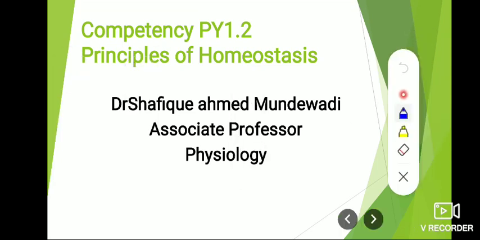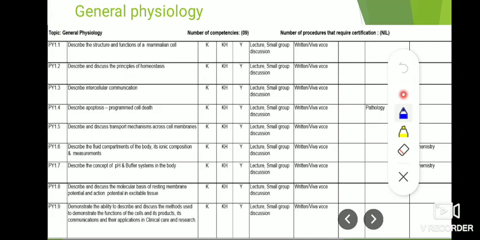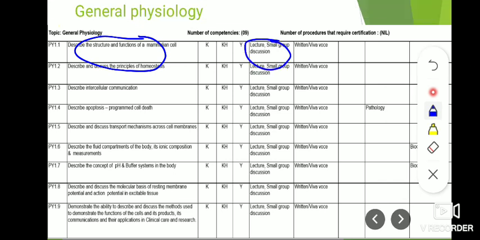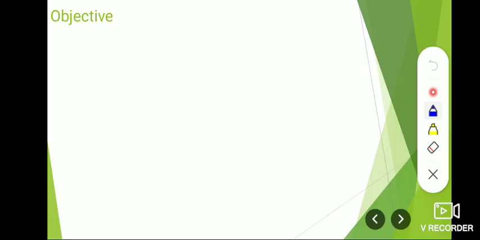It's as per the NMC competency PY 1.2, Principles of Homeostasis. This is the competency table for general physiology. You can see these are the different competencies given, and based on that the mode of teaching is given. So we'll be learning today the second one, that is homeostasis. So let's start with today's talk.